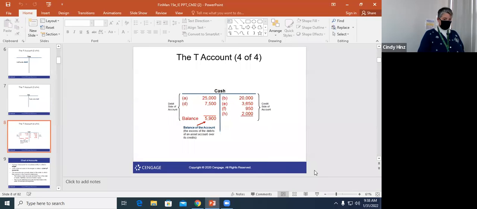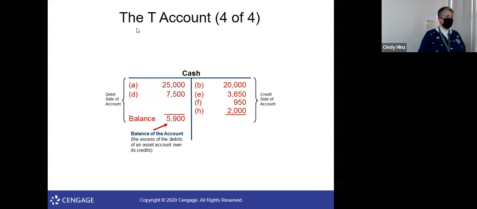So let me just go back quickly to our PowerPoint, and we'll take a look at this T account where they have already recorded some transactions. And again, don't worry about where these dollar amounts came from for now. But before we get started on our exercises for today, I want you to see an example.